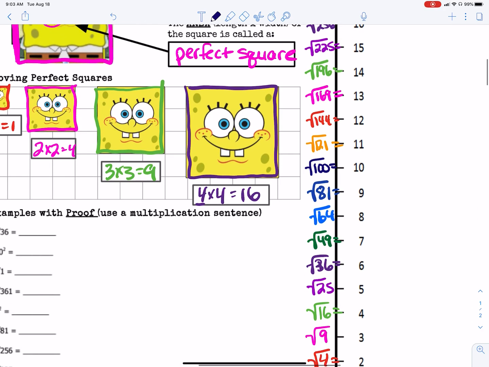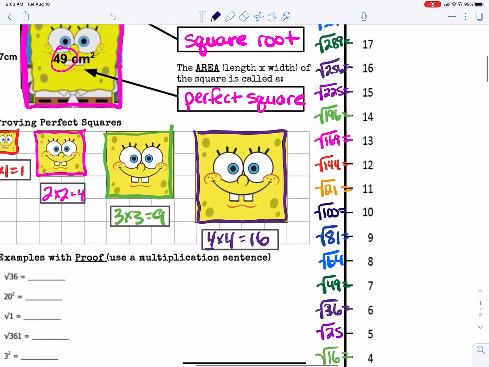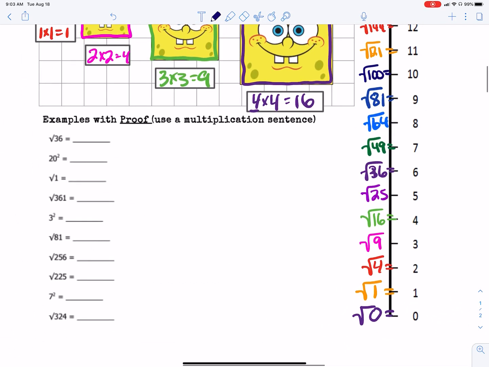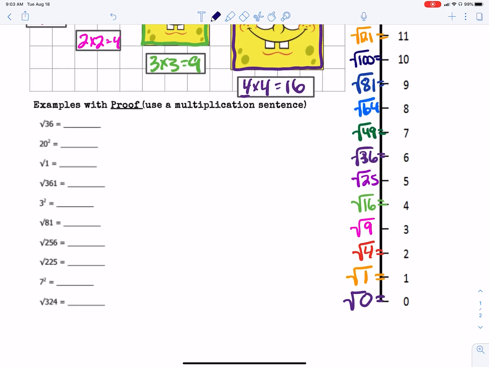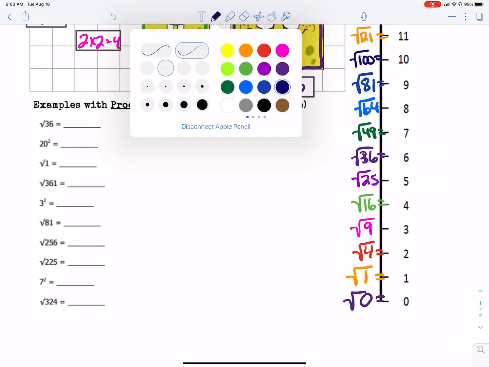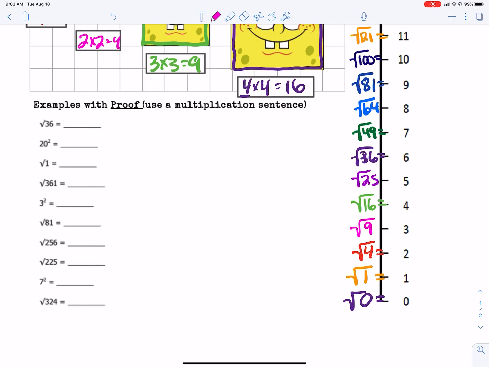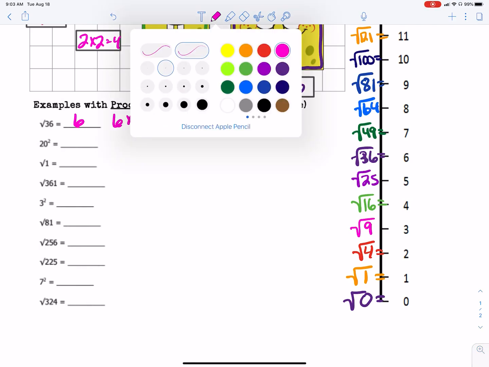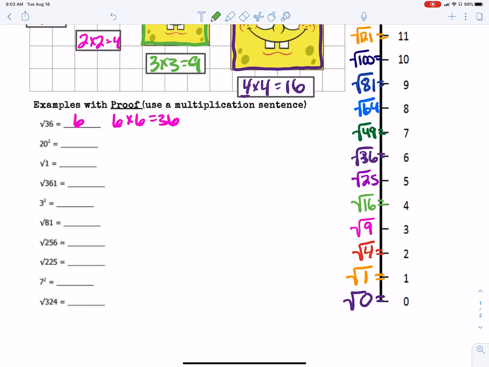So now you can look back at those anytime that you need it. And we're going to use that to help us with these examples over here. And then we're going to use a multiplication sentence to prove it. So the square root of 36 would be 6, and we know that because 6 times 6 equals 36. 20 squared is 400 because that just means 20 times 20, and I know that that equals 400.